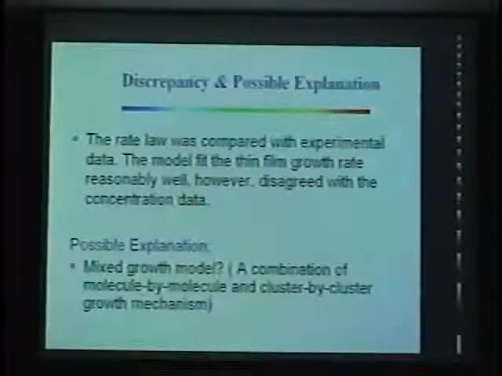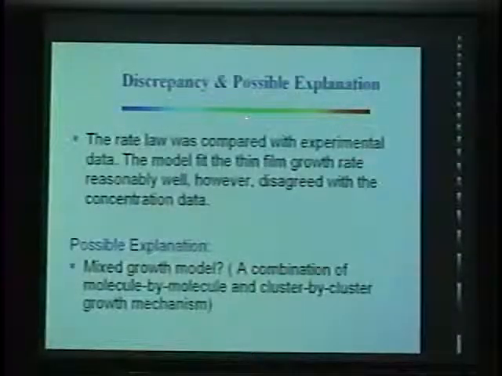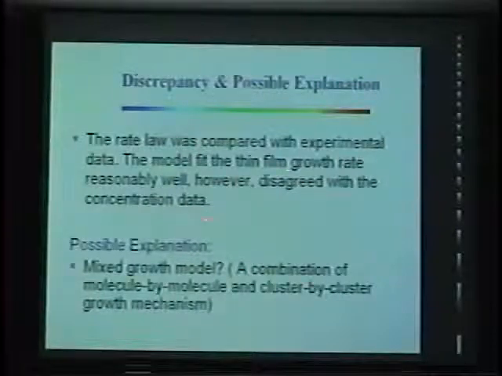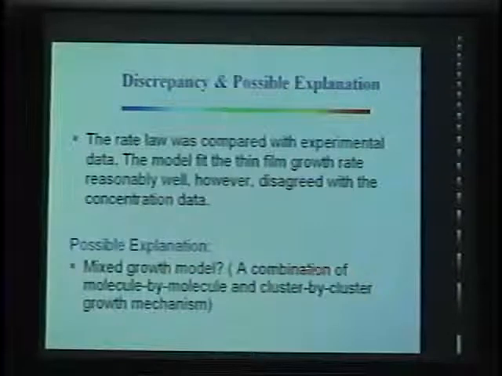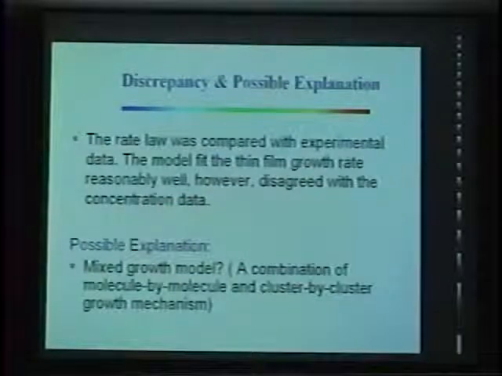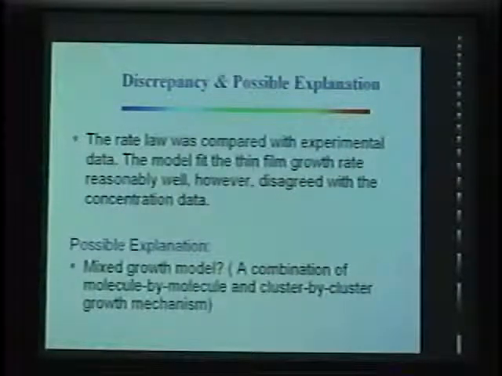So what we think the discrepancy is, most likely, is that the growth model fits the growth rate very well, but the concentration data doesn't fit well. So what we think is going on is you have a mixed growth mode. Essentially, you have molecule by molecule, and you could also have cluster by cluster growth at the same time, or at least there's particle formation which consumes the reactants, but that isn't taken into account in their K value. So although the model fits well, the K value might be wrong.